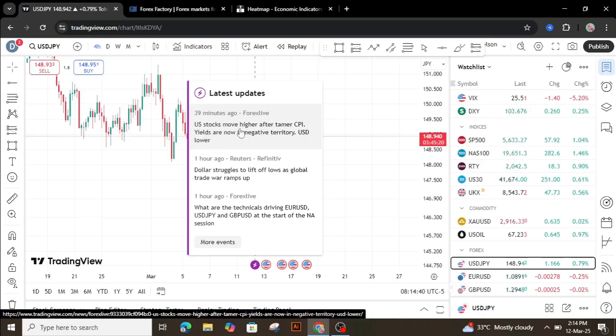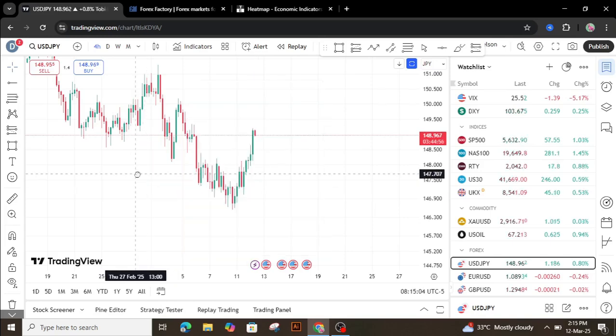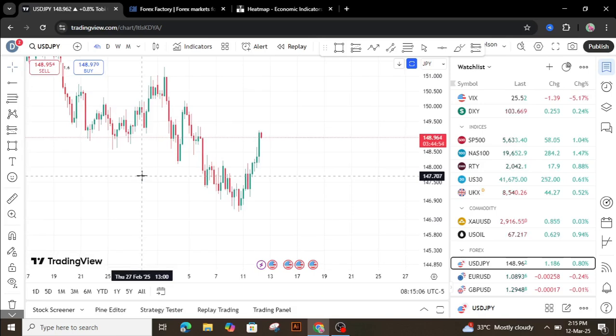Take for example US stock mover. After TEMA CPI, you want to understand dollar struggles to lift up flow as global trade war ramps up. Okay, so you want to actually understand what is going on in this regard. So when you read all these things and you understand and you are sure that there's nothing going on, then you want to consider buying this particular asset. So then you want to consider trading this asset.